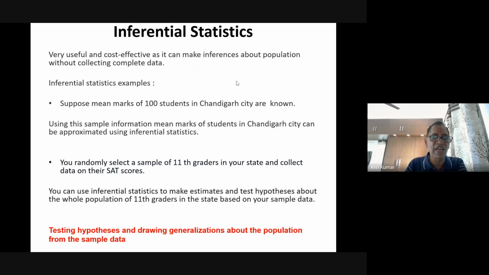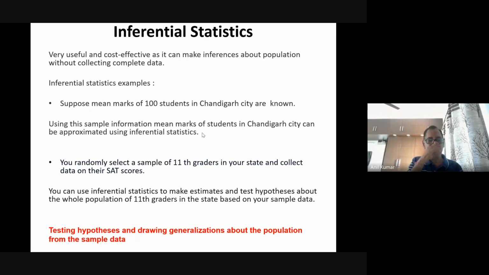So based on that mean marks of 100 students in Chandigarh district, we have identified some sample. 100 students we have identified. We have used the data collection tool, and based on that we have collected the data, and now we are aware of the mean marks of the 100 students of Chandigarh city. Using that sample information, mean marks of the students, we can approximately, using inferential statistics, predict the total characteristics of the Chandigarh city.